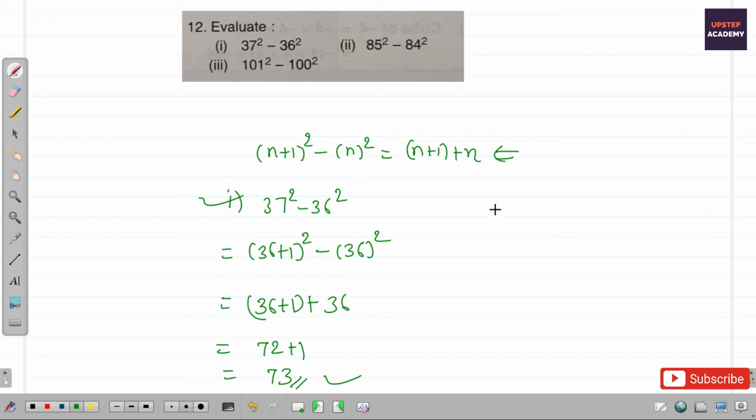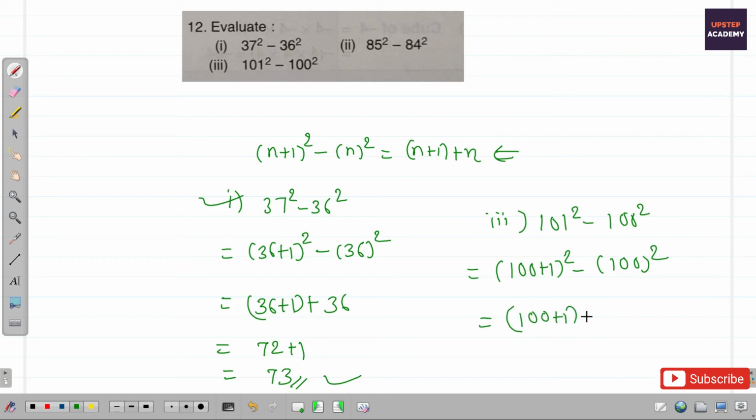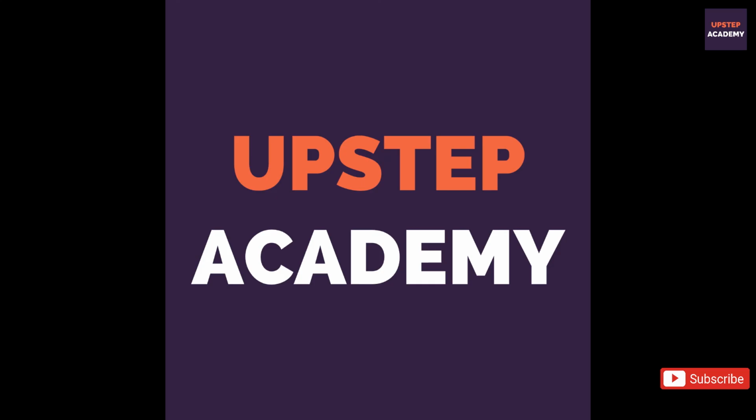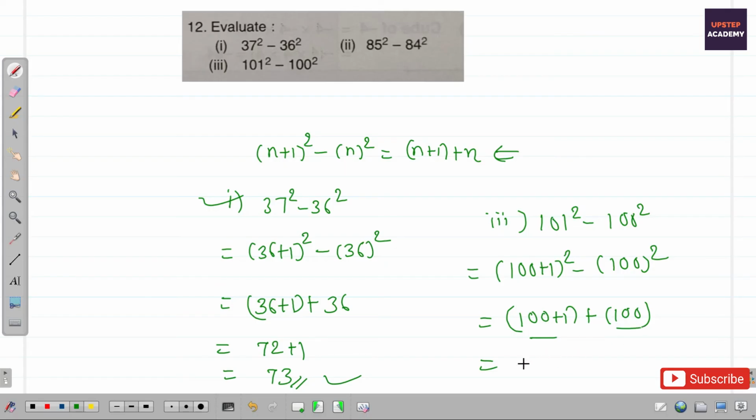Let's see our third example, 101 square minus 100 square. Similarly, we can write (100 plus 1) square minus 100 square. This we can write as 100 plus 1 plus 100. So 100 plus 100 is 200, and plus 1 is 201. So this is the answer to our third question.